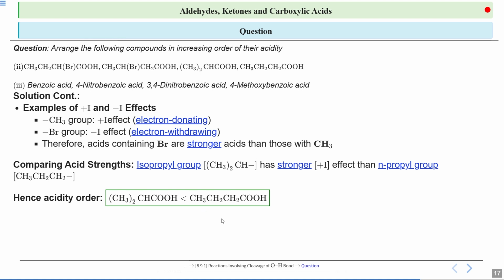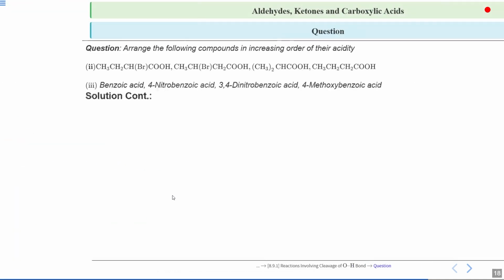So the isopropyl group has a stronger plus I effect. If it has a stronger plus I effect, then its acidity will be lower because this will destabilize the carboxylate ion. So the acidity of the N-propyl group will be more as compared to this isopropyl group.